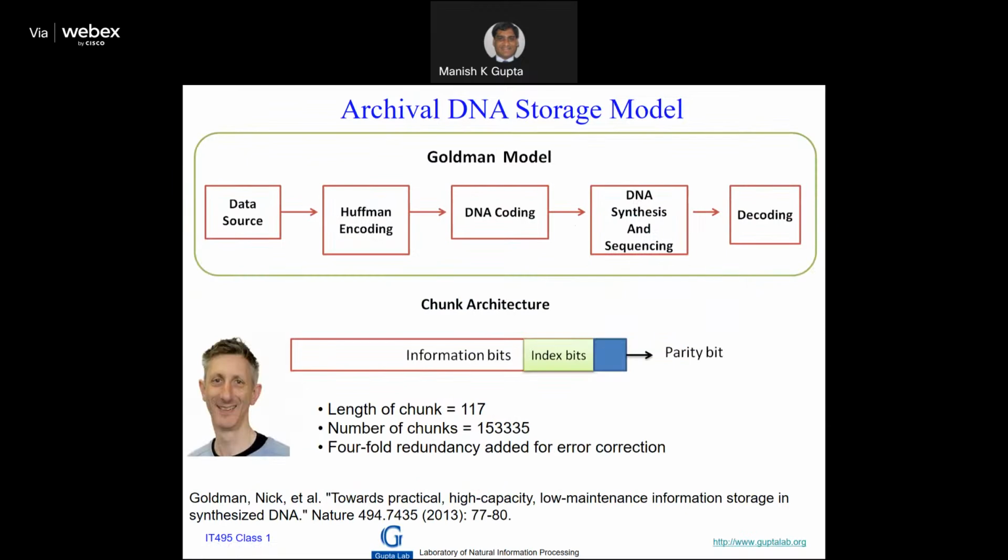Then this is the Goldman paper. They modified it and used some sort of 4-fold redundancy. The chunk length was 117 there. That was again a paper in 2013.